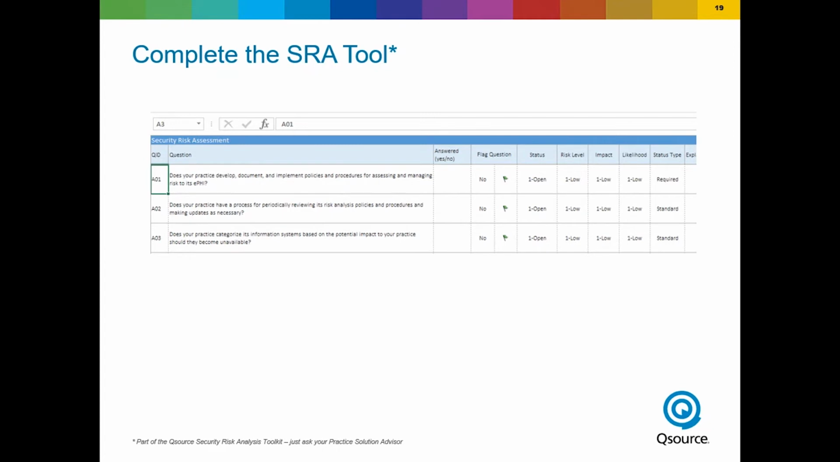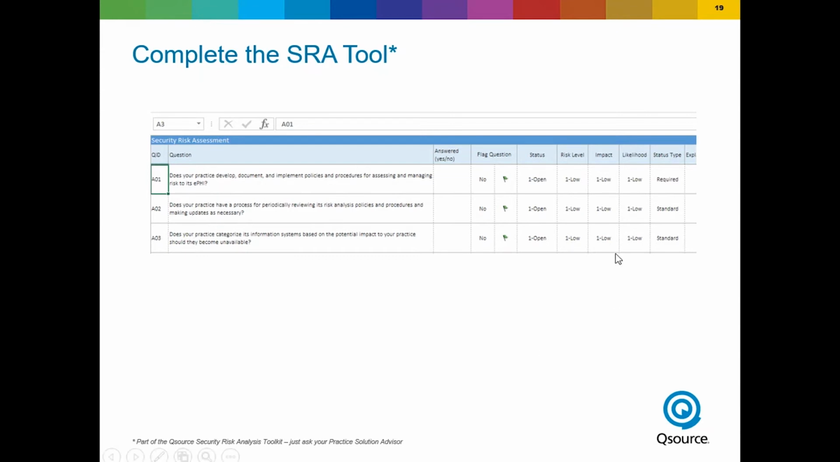Some of these things may not apply. And so you can definitely answer no, and then in the explanation say it just doesn't apply. There is an explanation area where you can explain why you don't have it, that sort of thing.